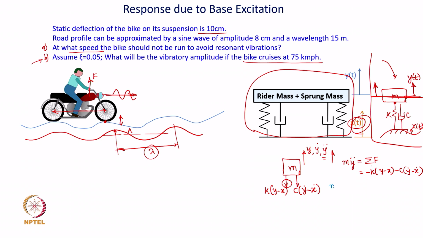let me reorganize this expression. Now, what I have is m y double dot plus c y dot plus k into y equal to, so I have taken all y terms on the left hand side, c x dot plus k x, right. Now, why have I left x terms on the right side while bringing all y terms on the left?